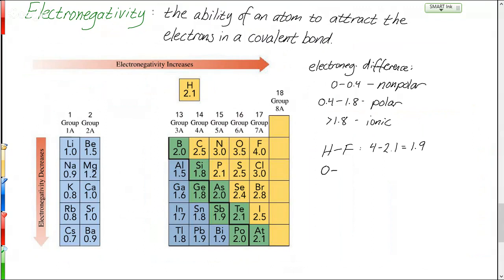What about an OH bond? Is an OH bond polar? What do you think? Yeah, 3.5 minus 2.1, so polar, right? 1.4. Yeah.